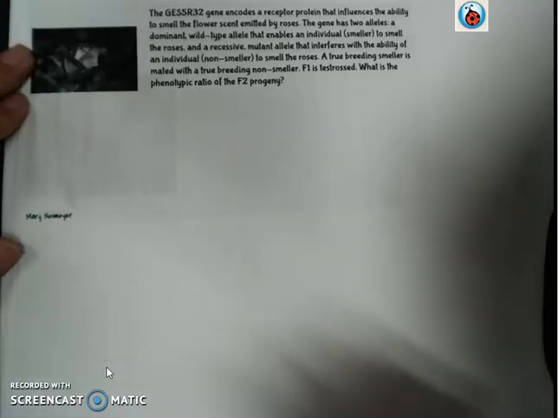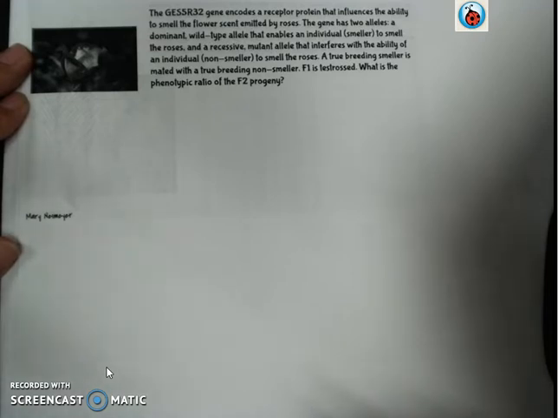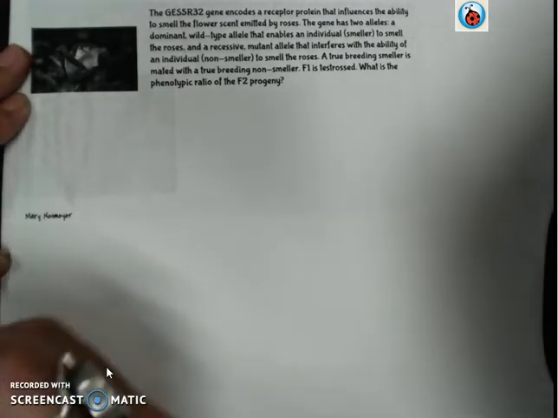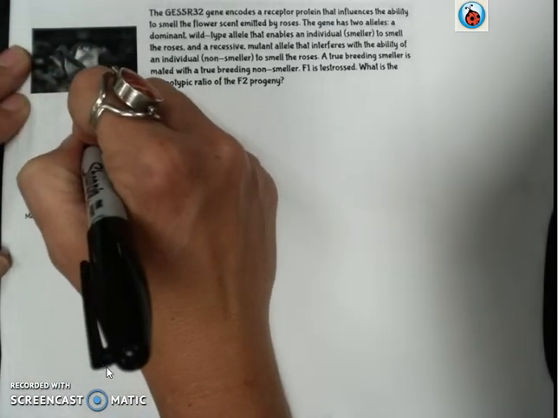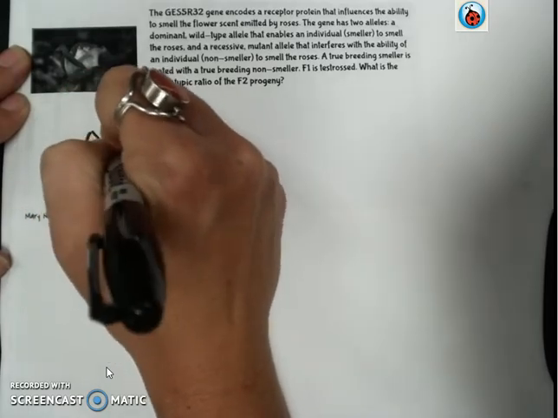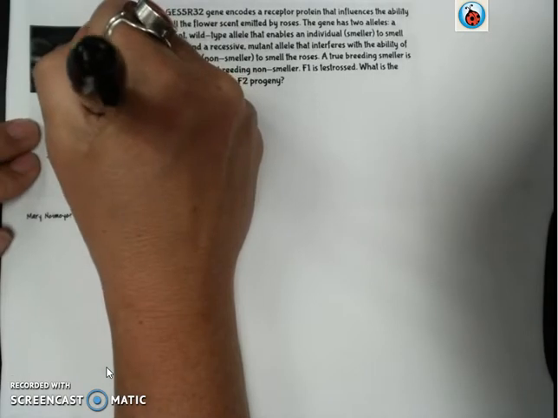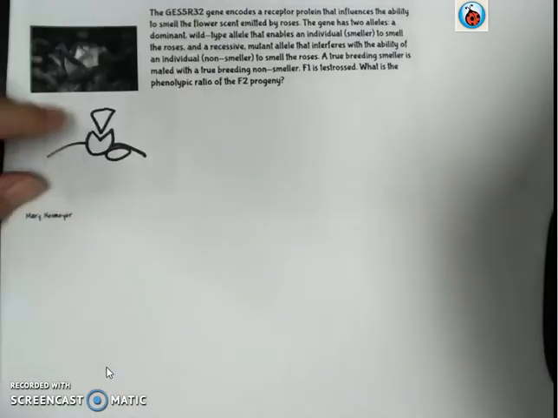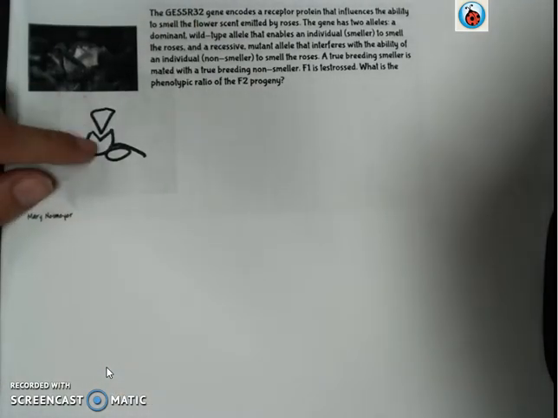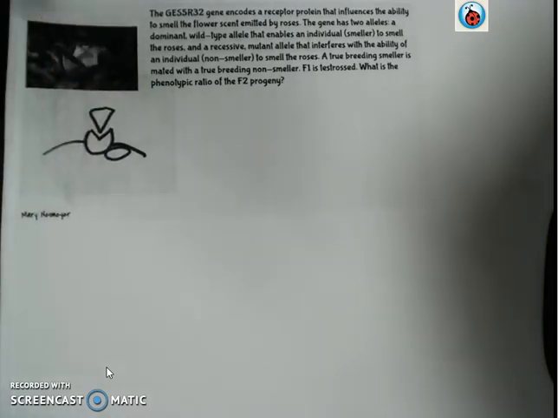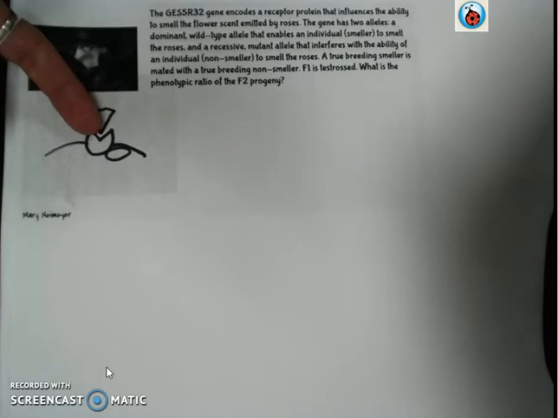Okay, so there's a particular gene, GES5R32, that encodes a receptor protein that influences the ability to smell the flower scent emitted by roses. Just to give you an idea, think of a G protein linked receptor in a cell membrane. If there's a scent that attaches to this G protein, this is the receptor protein that that odor molecule attaches to.